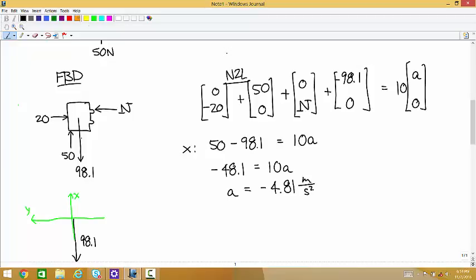And then if we want that as a vector, we know that this is the acceleration vector. And so we can just plug that variable in. And we get an acceleration vector of negative 4.810 meters per second squared. Any questions about calculating the acceleration vector?